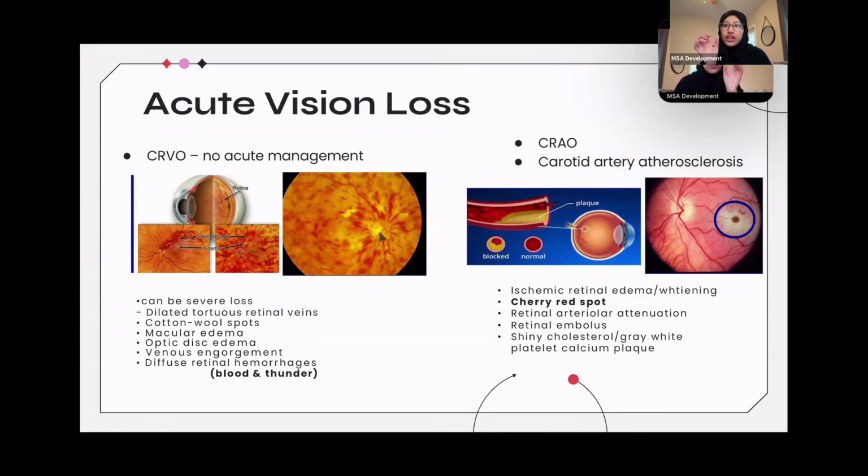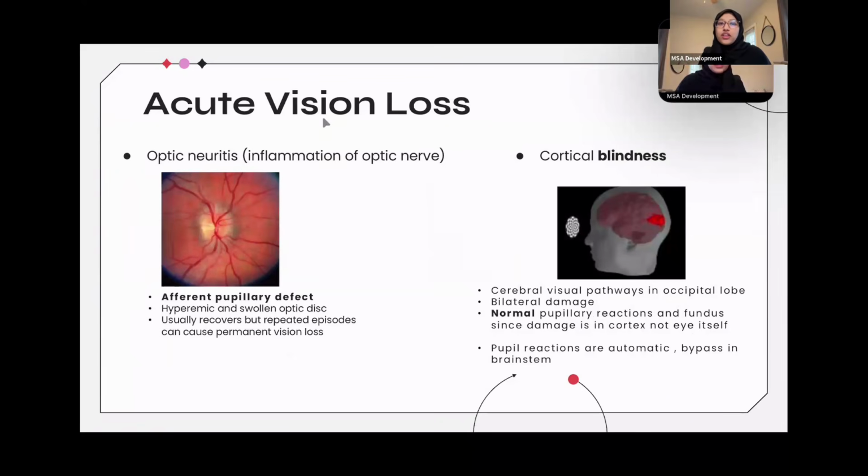So imagine a vein is blocked. It just blocks the drainage, right? Because that's what veins do. So if the draining is blocked, then it will just accumulate and cause those bloody spots. Okay. Now, again, I hope that made sense. That one is cherry red. This is blood and thunder for vein. If you have inflammation of the nerve itself, you will see here, it looks different than any of the other pictures.